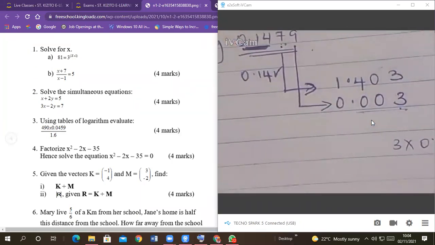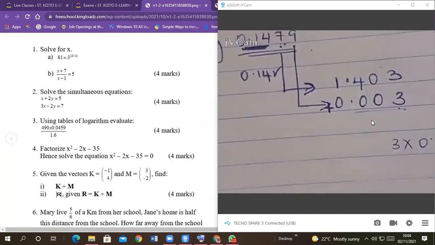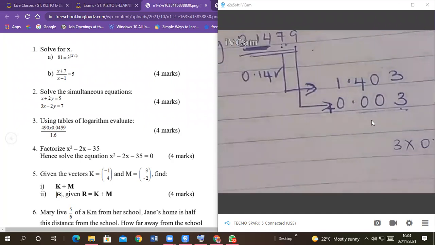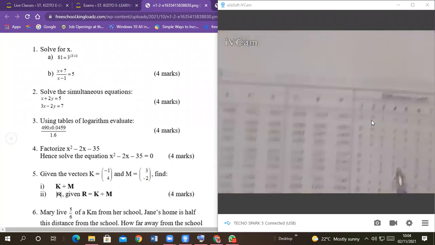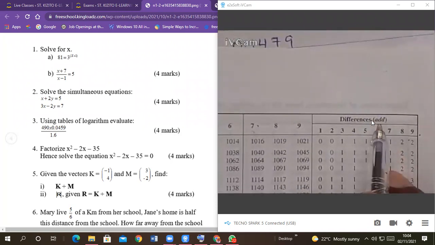So afterwards, you come and add. Because there they were saying difference, but in brackets they were saying what? Add. I can show you back. It is differences, but they are saying, you do what? You add. We add.